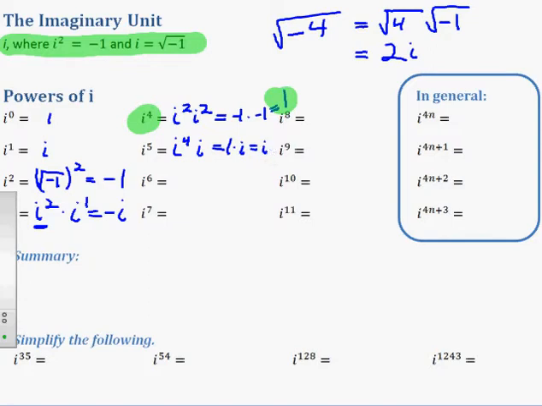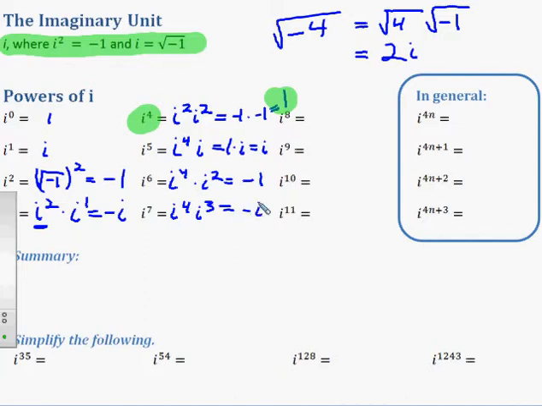I to the sixth, again, we're going to write this as I to the fourth, which is just 1, times I squared. I squared is -1, we see that right across here, so this is equal to -1. And then I to the seventh, we're going to use I to the fourth times I cubed. I to the fourth is 1. I cubed, we look right across here, that was -I.